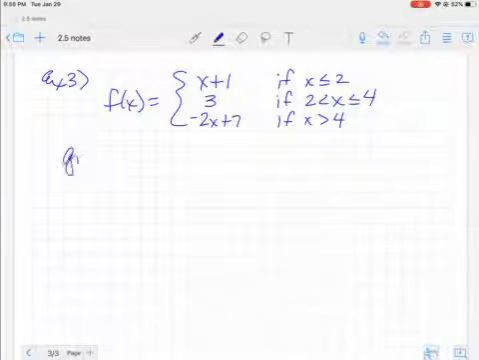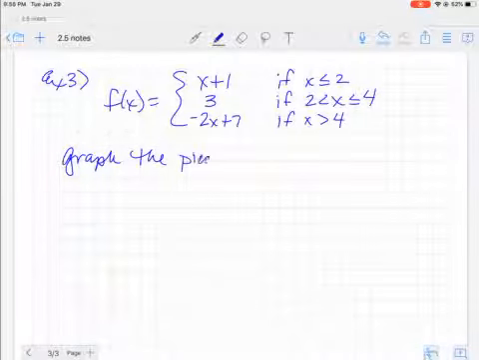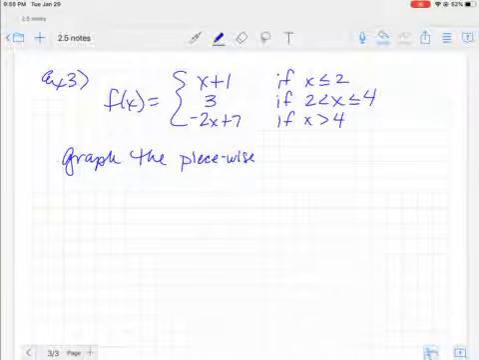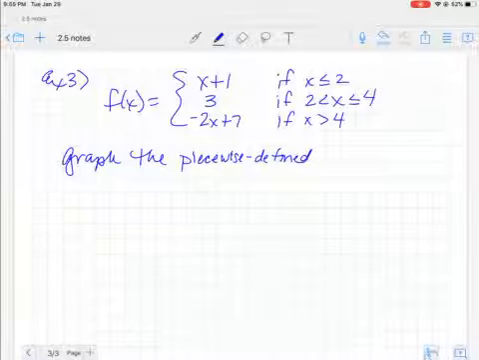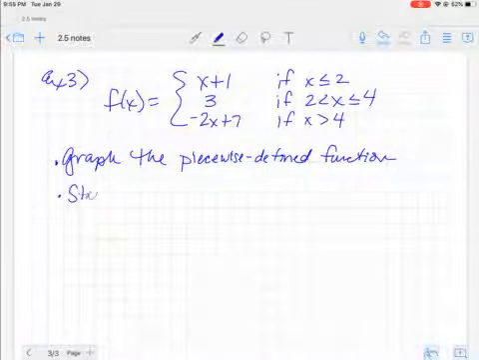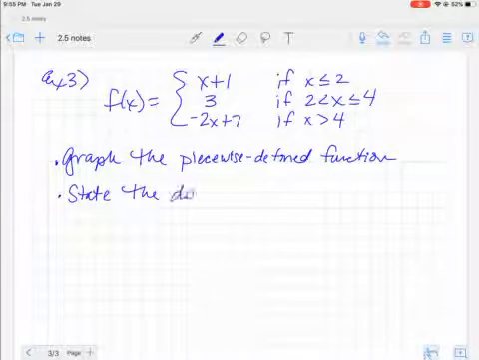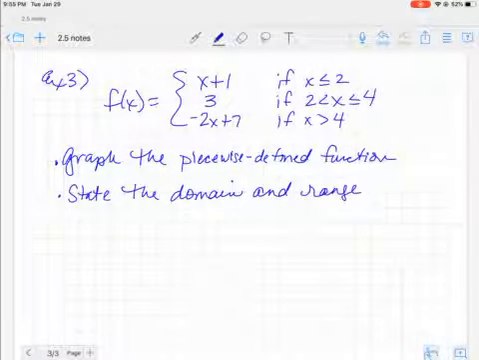So here's our charge with this. We want to graph the piecewise defined function. It's one word, piecewise defined function. And we are going to then state the domain and range. Lastly, we're going to determine if the domain is continuous.